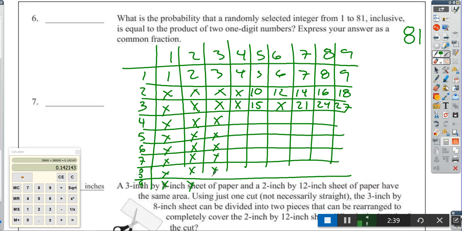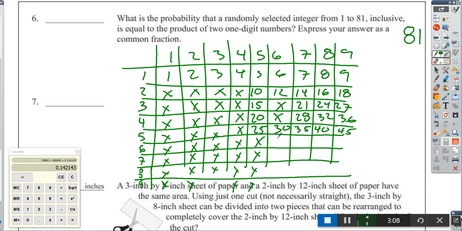4 times 4 is 16, which we already have. 4 times 5 is 20. We don't have that. 24 we already have. 28 we don't have, and everything above it we don't have as well. So we have 32 and 36. And we can close out this row. 5 times 5 is 25. 30, 35, 40, 45 are all new. And then we can close out the 5s.